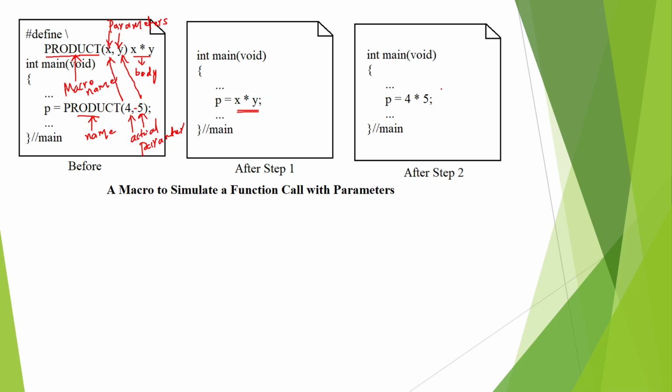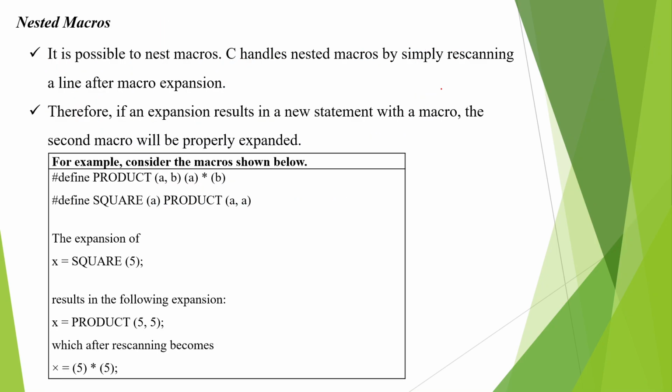Okay, macros to simulate functions with parameters, how it will be, and without parameters, how it will be, you have to remember. Then we have nested macros. You can keep one macro within another macro. So first here you can see I'm defining product macro with two parameters, a comma b. First I'm defining the product macro with a comma b.